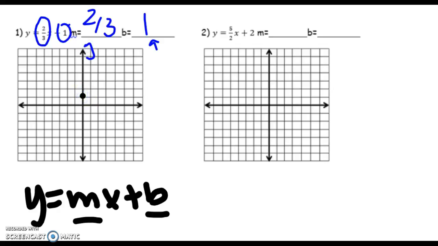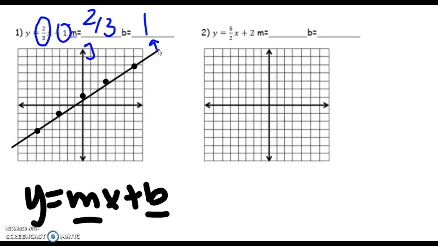From here, I then go up 2 over 3. Now, I think to myself, this is a positive slope, so it should be a positive line. If I want to continue that line, I can go back to my y-axis and go down 2 over 3. Down 2 over 3. And I can actually create my line from there.